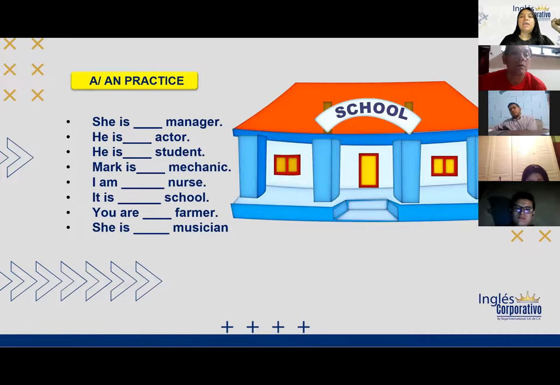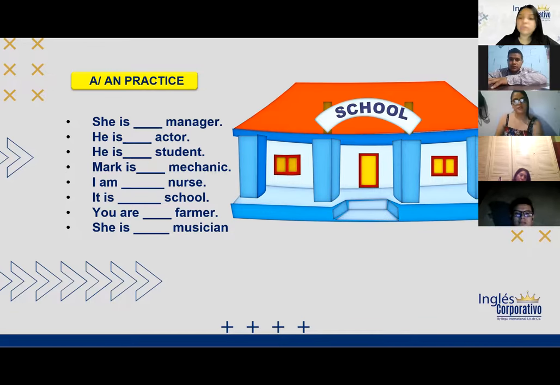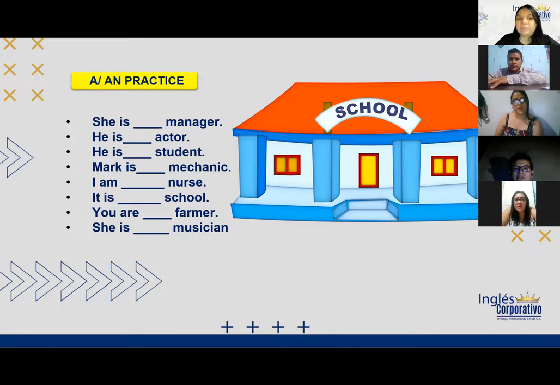Very good. Let's practice a versus an. Number one, a or an? A. She is a manager. Number two. An. He is an actor. Number three. He is a student. A student. Number four.